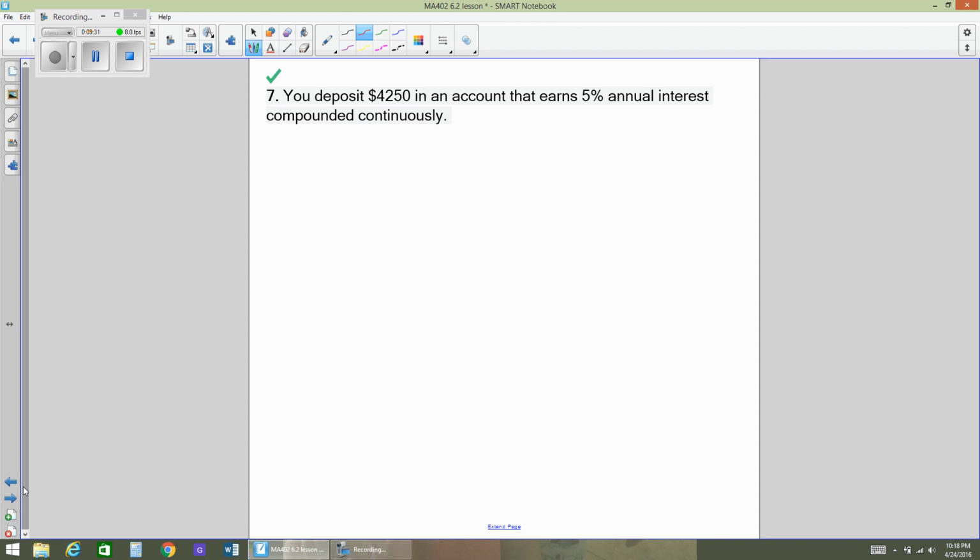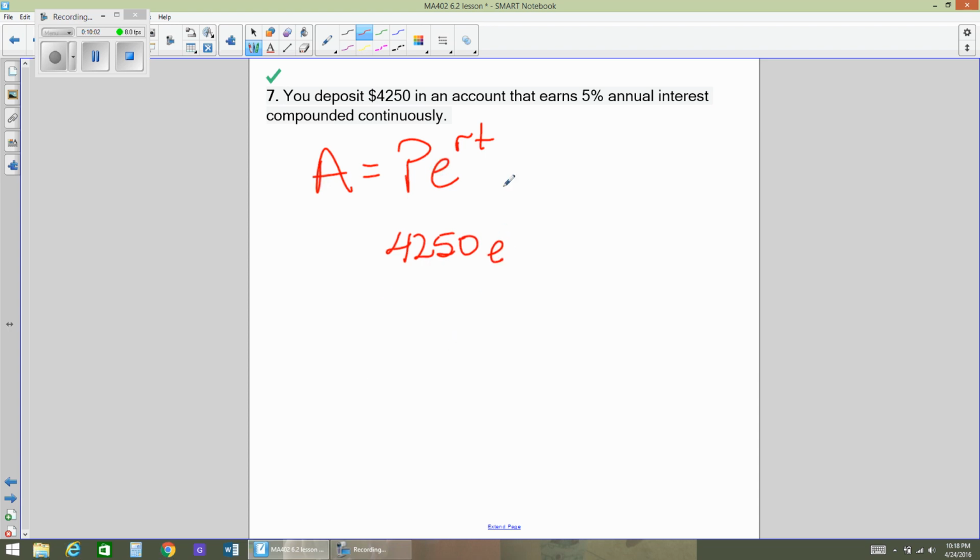All right, here's our last problem. You deposit $4,250 in an account that earns 5% annual interest compounding continuously. Okay, we want to know what is the amount over time. So the amount over time is equal to PERT, P times e to the rt. So you plug in your principal, you have your e, you have your rate, which is 0.05, and you have your time. And that is our amount over time.